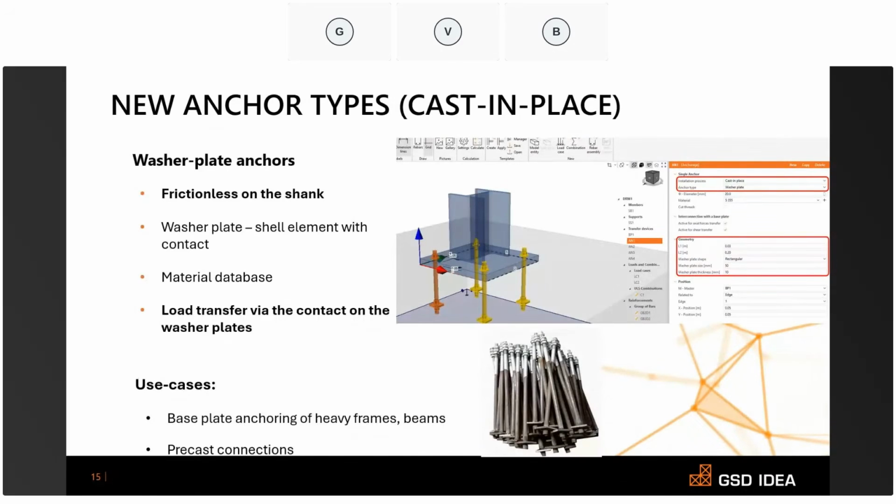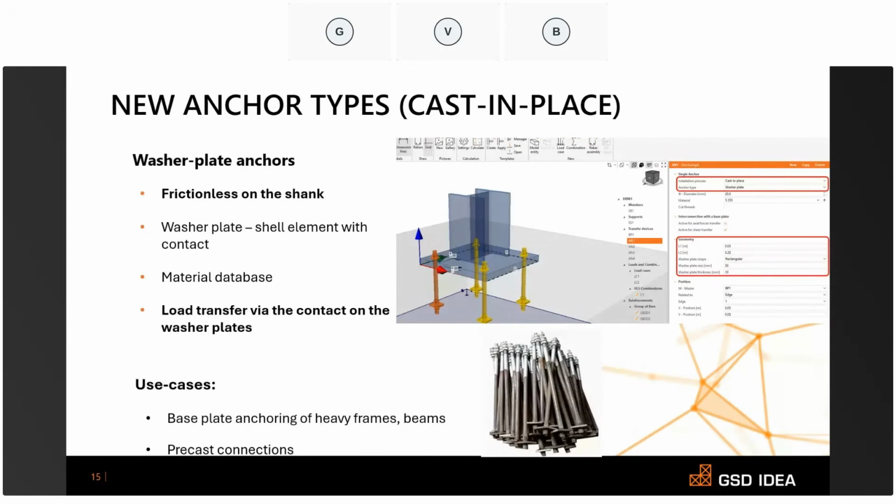The points to note here is that the shank is frictionless, and the washer plate itself is modeled as a shell element that handles the complete contact and the load transfer, exactly as defined in the design codes. You can also define the shape and dimensions of the washer plate within the application, giving you full control over the geometry, and these are perfect for the base plate anchoring for heavy steel frames or precast concrete connections as well.